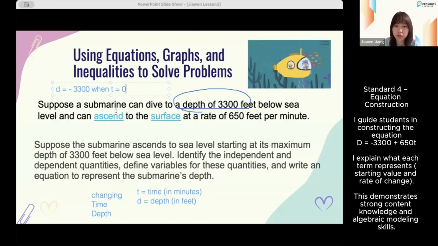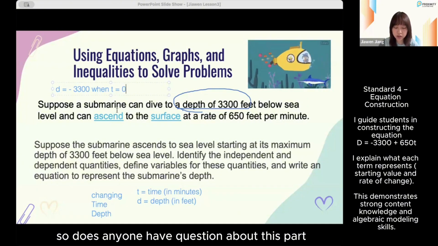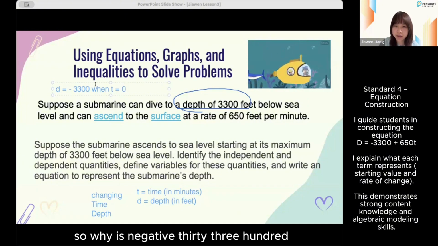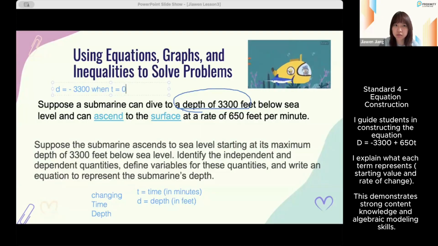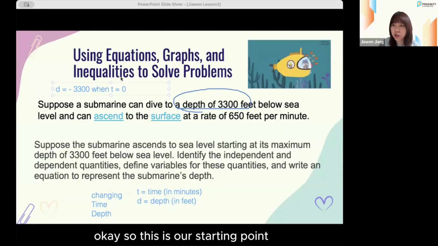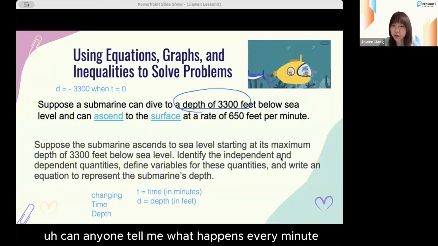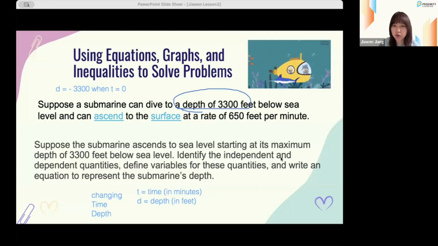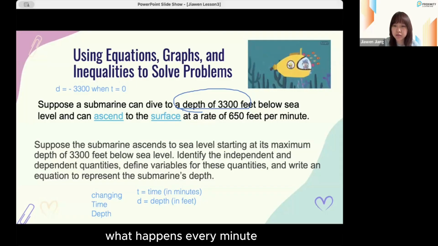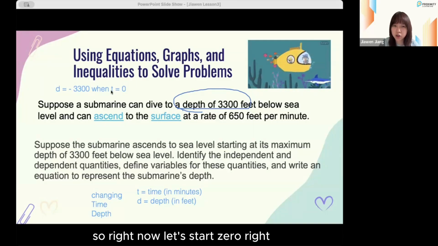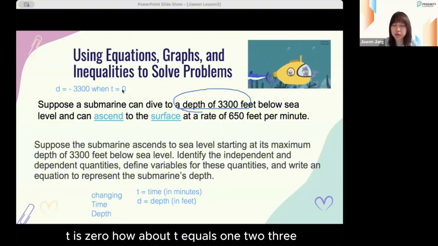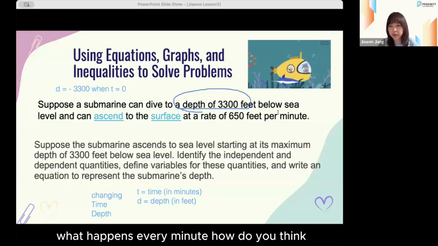Does anyone have a question about this part? Why is it negative 3300 when T is at 0? This is our starting point. Right now, can anyone tell me what happens every minute? Let's start at 0, T is 0. How about T equals 1, 2, 3? What happens every minute?